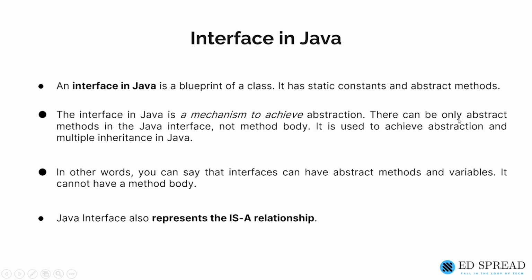There can be only abstract methods in the Java interface, not method body. Unlike in abstract class, there can be abstract methods or non-abstract methods. Yesterday we have seen what are the abstract methods and non-abstract methods. It is used to achieve abstraction and multiple inheritance in Java.